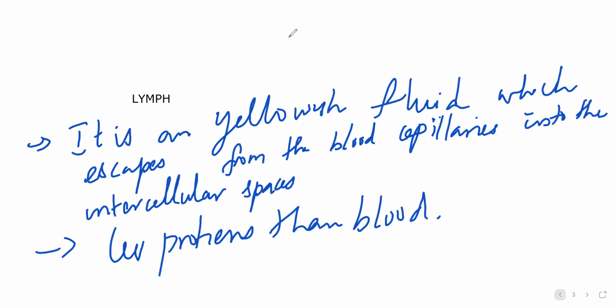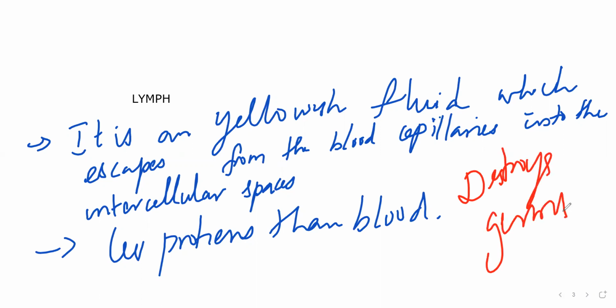So what is the purpose of this lymph? I told you it is a yellowish fluid containing less protein than blood. Its main purpose is that it helps in destroying germs. It flows from the tissues to the heart, which helps in transportation.